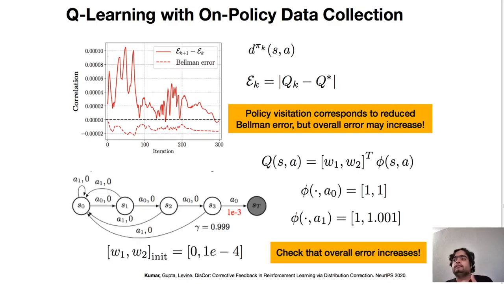And just as a curiosity exercise, if you're interested, there's this simple MDP where, under these conditions with linear function approximation, you will find that such a scenario happens. You can actually work it out. You can find the exact error you will get for each of these quantities if you were to run on-policy data collection in this MDP. But I leave that as an exercise.